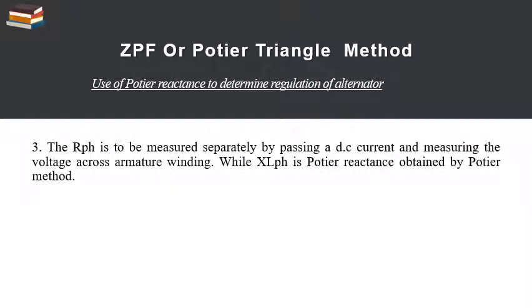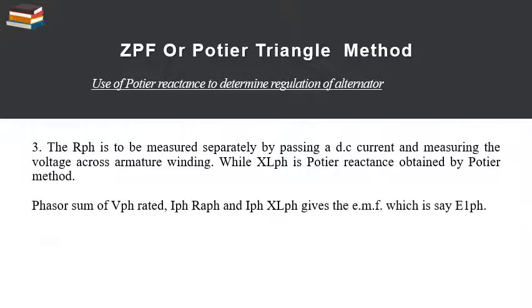Point number 3. The RPH is to be measured separately by passing a DC current and measuring the voltage across armature winding, while XLPH is Potier reactance obtained by Potier method. The phasor sum of VPH rated, IPH into RAPH and IPH into XLPH gives the EMF, which is say E1 pH. So E1 pH is equal to VPH plus IPH into RAPH plus IPH into XLPH.